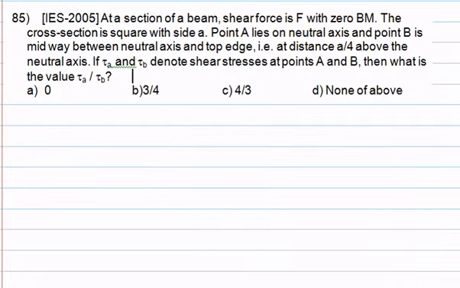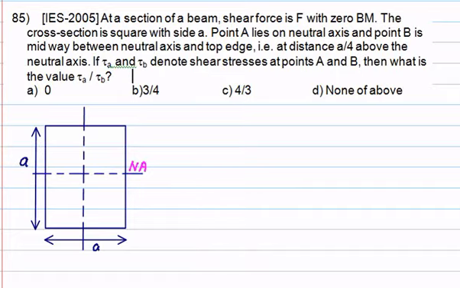At a section of a beam, the shear force is F with a 0 BM. The cross section is square with a side equal to A. The point A lies on the neutral axis and the point B is midway between the neutral axis and the top edge, that is, at a distance of A by 4 above the neutral axis. If tau A and tau B denote the shear stress at points A and B, then what is the value of tau A by tau B? Is it a case of pure shear? No bending, 0 BM, so no bending.